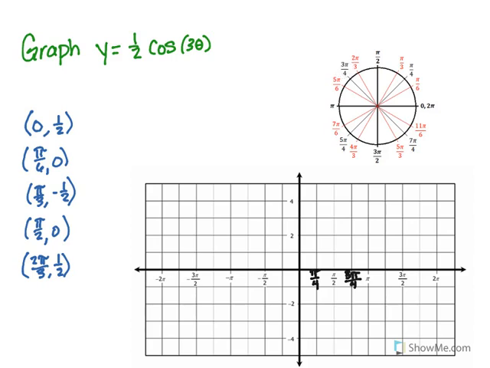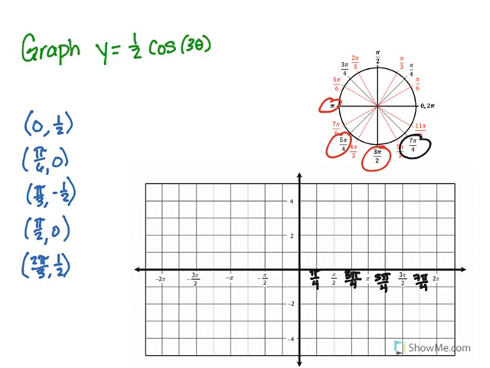Now the next one that we need is that midway point between pi and 3 pi over 2. If we look at it on our unit circle, 3 pi over 2 and pi, the one that lies between that is 5 pi over 4. So let's go ahead and label that. And the last one that lies in the center of 2 pi and 3 pi over 2 is 7 pi over 4. So go ahead and label that. This is going to help us determine where our points need to go.